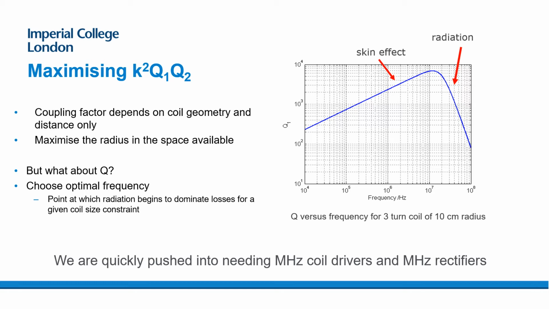So the Q factor will increase until some point that the coil is no longer an electrically short component. When it starts to look electrically long, it looks like an antenna, and it will start to radiate, at which point the efficiency of the system will start to fall.